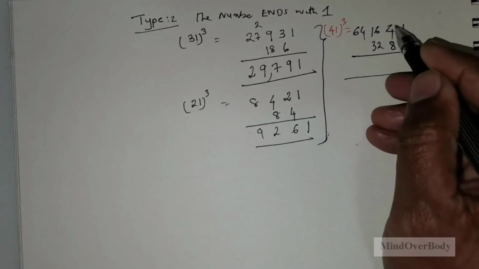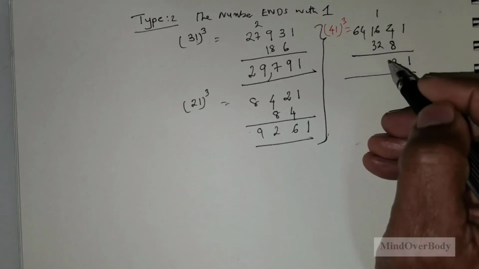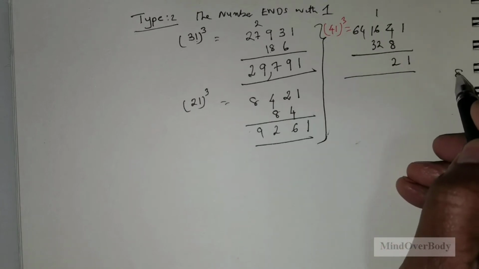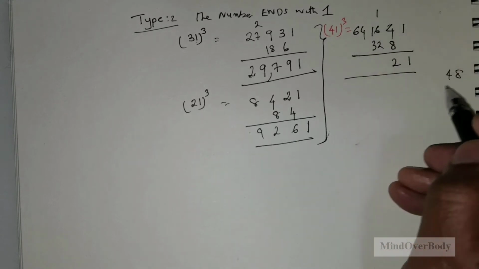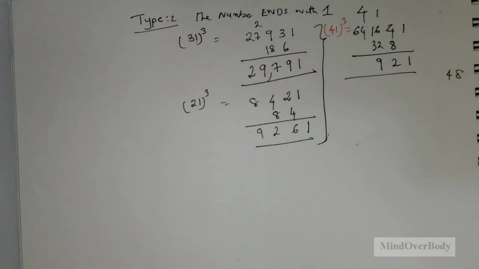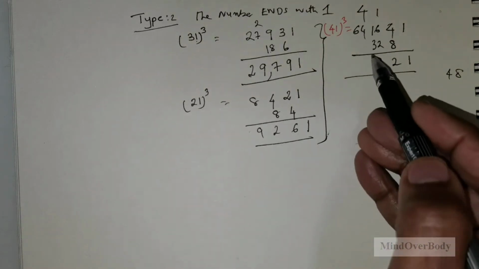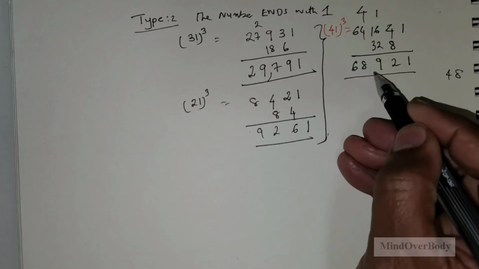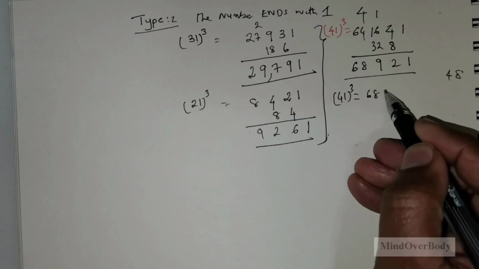Bring the 1 down. 4 added with 8 gives me 12, carry 1. Now this is 16 and 32. So actually if you were to add 16 and 32, you get 48, and 4 added with 1, 49. So you place a 9 there and you carry the 4 there. So now what you got to do, you will have to add the number 4 to the quantity. So that would give you 68 there. So cube of 41 is 68921.